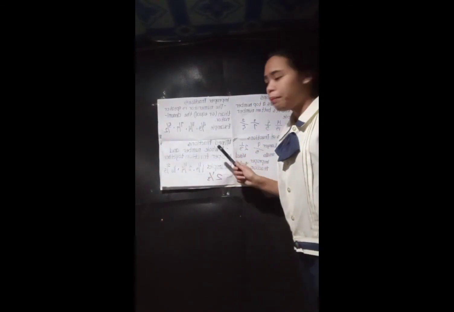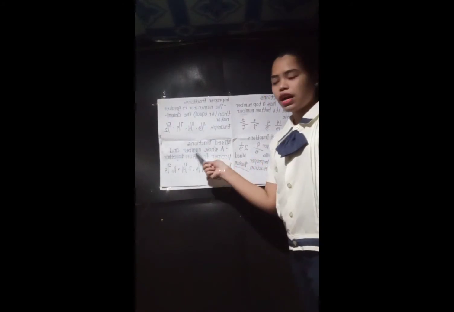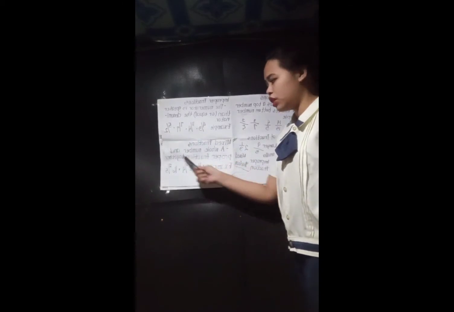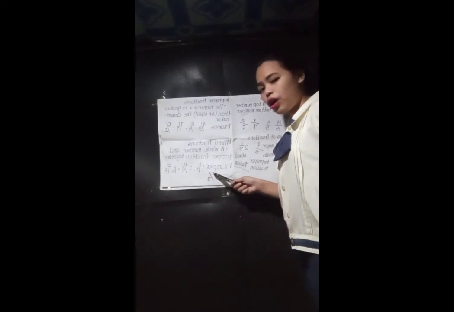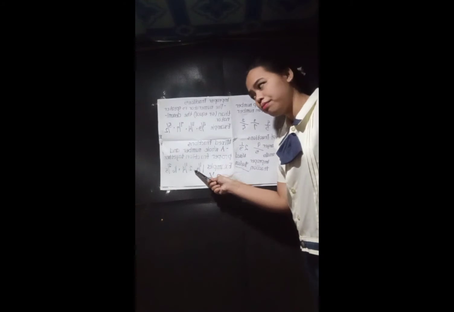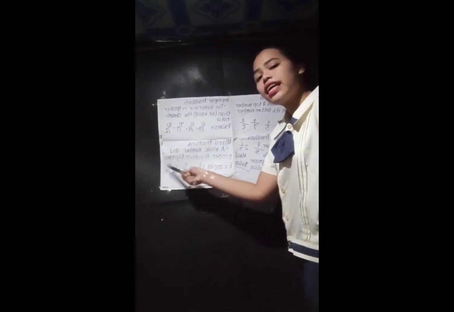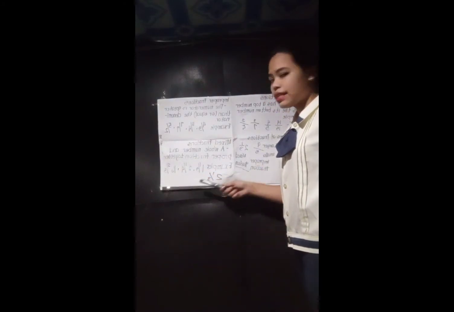Another is the mixed fraction. What is the meaning of a mixed fraction? This is a whole number and a proper fraction together. For example, 2 and 1/3, 1 and 1/3, 2 and 1/4, 16 and 2/5. This is called a mixed number.